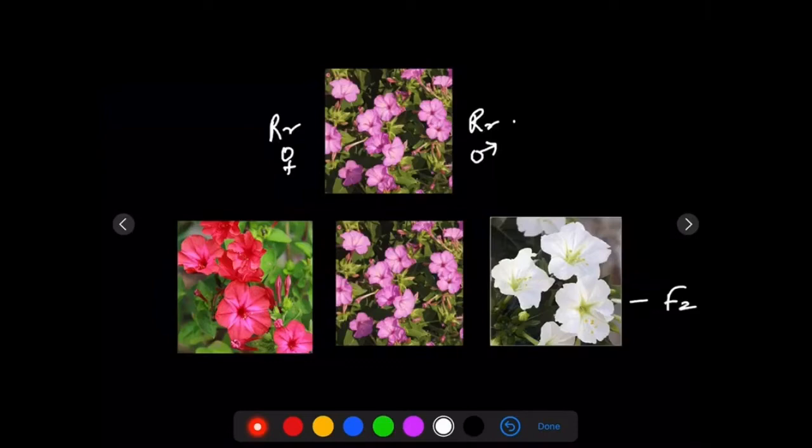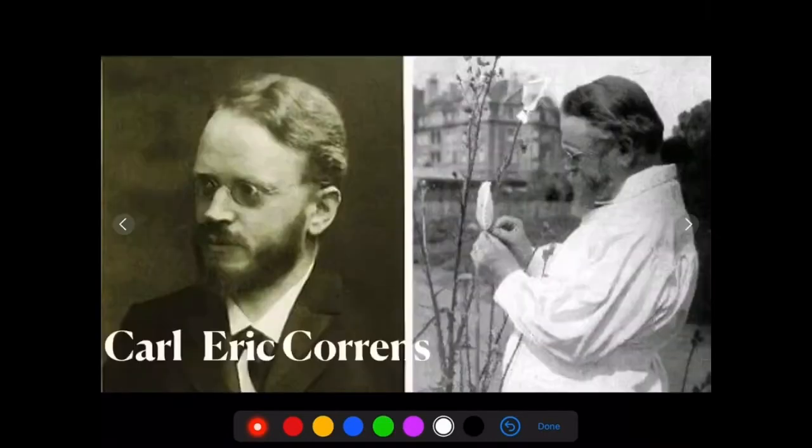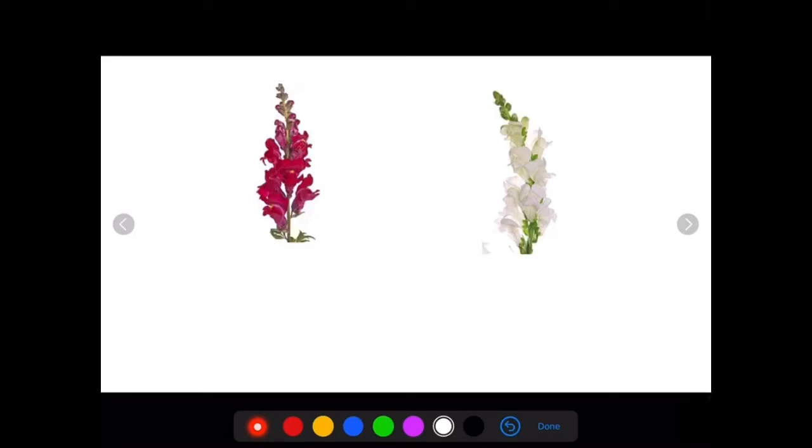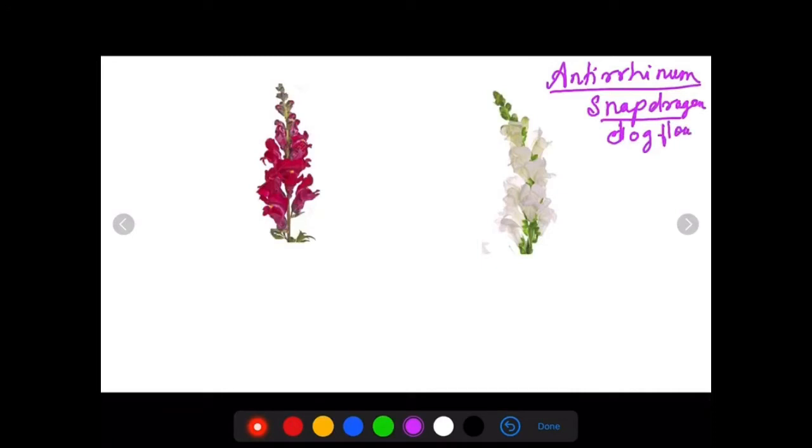One more plant can be seen for a similar type of pattern, and this is similar to the experiment of Correns, who was also a monk like Mendel. Let us take the example of another plant, that is Antirrhinum. Commonly it is called snapdragon. And Mirabilis jalapa is called the four o'clock plant. Children also call snapdragon the dog flower, because the flower looks like the mouth of a dog. This part children often play with.